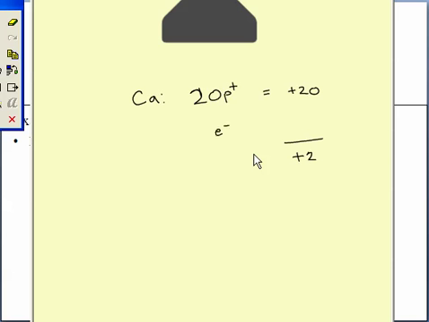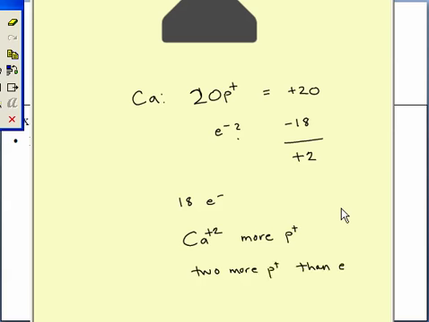How many electrons do I have? Well, I have to subtract 18 from 20 to get the charge of +2. So I have 18 electrons. Another way you can remember this is if you have a positive charge, that means you have more protons. And whatever that charge is, that's how many more protons you have than electrons. So we have +2, so that means we have 2 more protons than electrons. And if we have 20 protons, which we always do when we see the symbol, 2 more than 18 is 20.